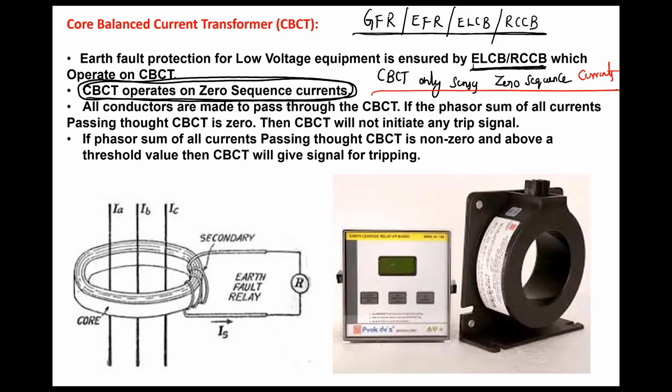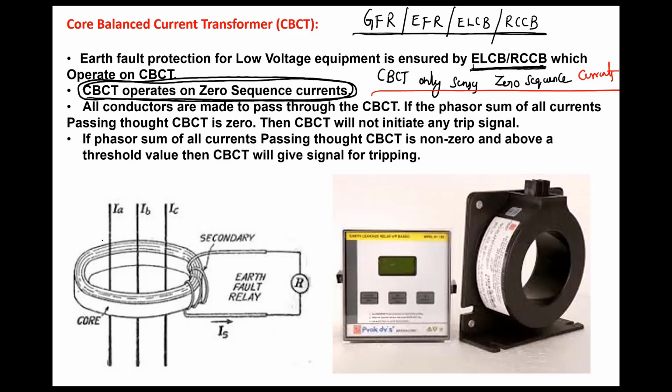The CBCT operates and senses only the zero sequence currents. Understand? So all the conductors are made to pass through the CBCT. If you are protecting a motor against ground fault, how many conductors will go to the motor? 3 conductors. So you connect a CBCT.